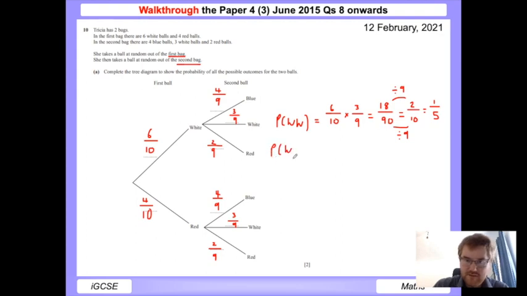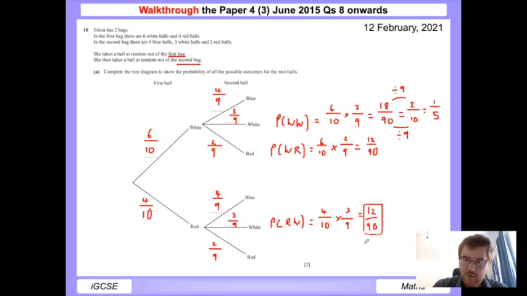So let's do this one first. Well, that's going to be 6/10 times 2/9. Notice I'm not going to simplify at this point, so 12 over 90. And then we work out the probability of red, white. So red, white. So we get 4/10 times 3/9. There we go. And we also get 12/90.